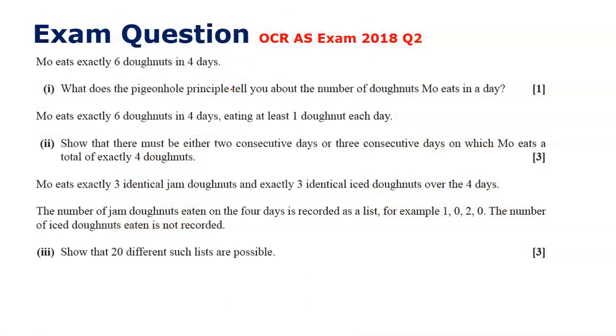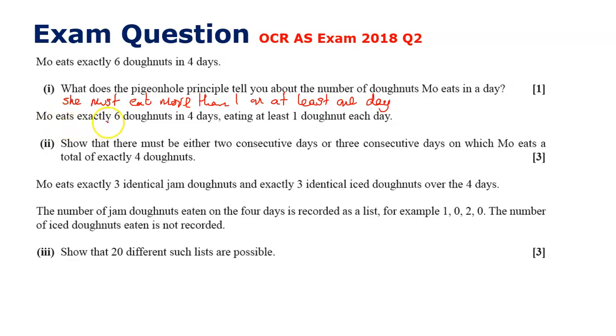So here's a proper exam question on this, and we'll see how it goes. It says Mo eats exactly 6 donuts in 4 days. Doesn't sound like a pigeonhole principle question, but clearly it's going to be. What does the pigeonhole principle tell you about the number of donuts Mo eats each day? Well, straight away I'm thinking if she eats 6 donuts in 4 days, she must eat more than one on at least one day. That's what the pigeonhole principle tells us. So it's not dressed up to be the same. I can't see any boxes drawn here, but that's the same idea. 4 days, 6 donuts. She must eat more than one on at least one day.